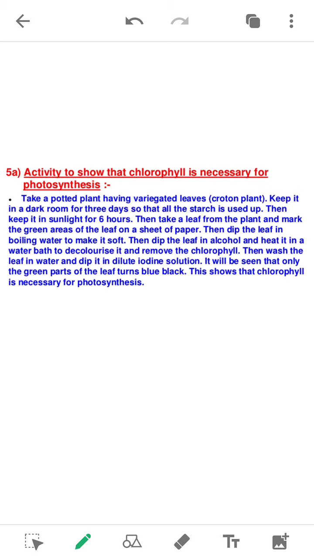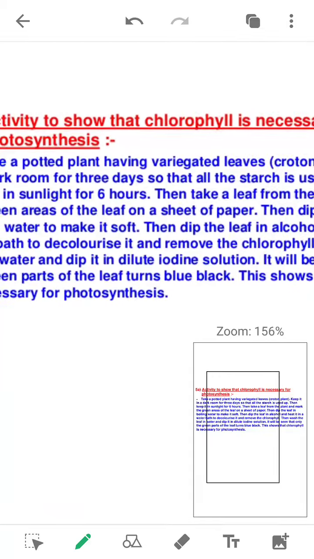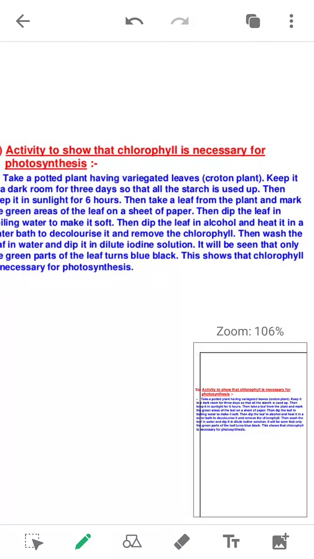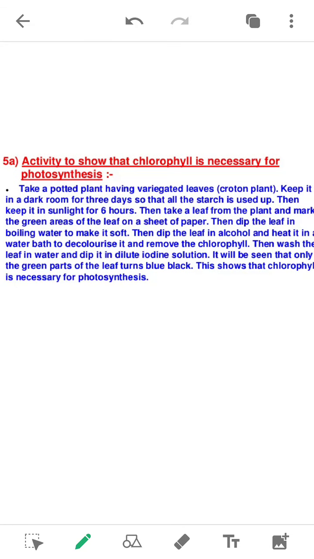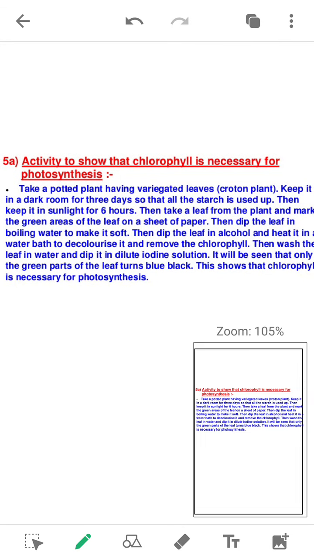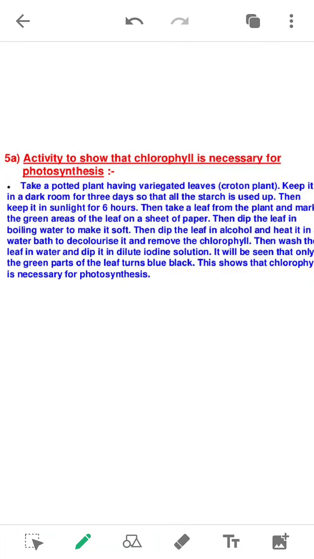Now dip the leaf in a dilute solution of iodine for a few minutes. Take out the leaf and rinse off the iodine solution. Observe the color of the leaf and compare this with the tracing of the leaf done in the beginning. So what can you conclude about the presence of starch in various areas of the leaf? It will be seen that only the green parts of the leaf turn blue-black. This shows that chlorophyll is necessary for photosynthesis.